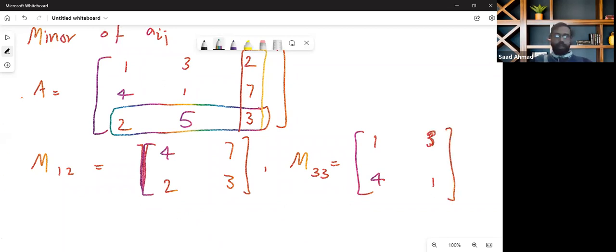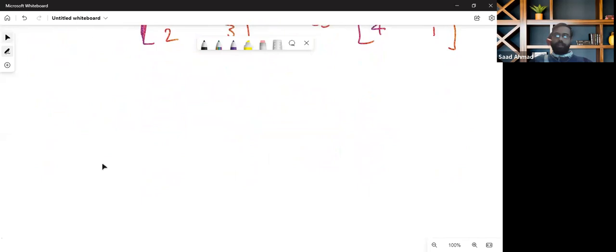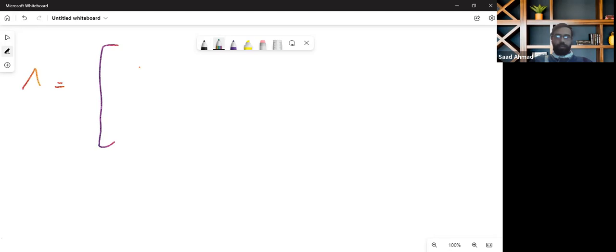So this is the minor. It can be for 3 by 3, it can be for a 4 by 4 matrix. We can still do this. Let's say we take a 3 by 3 matrix. First of all, 1, 5, 3, 2, 7, 2, 3, 0. All right, we have something like this.